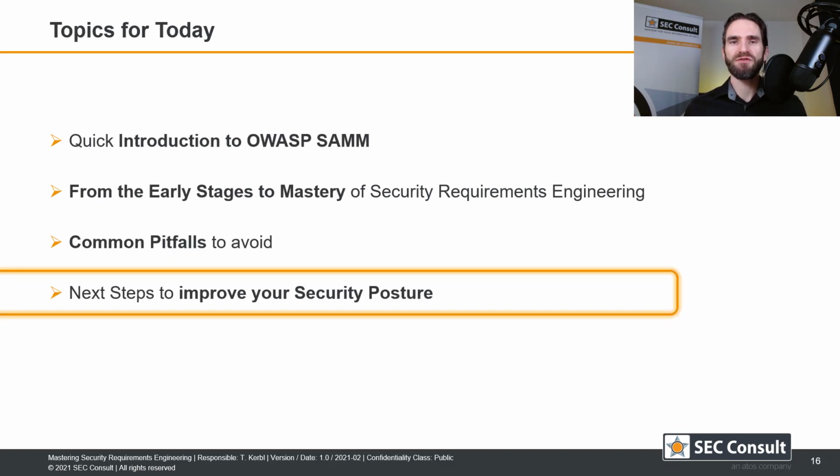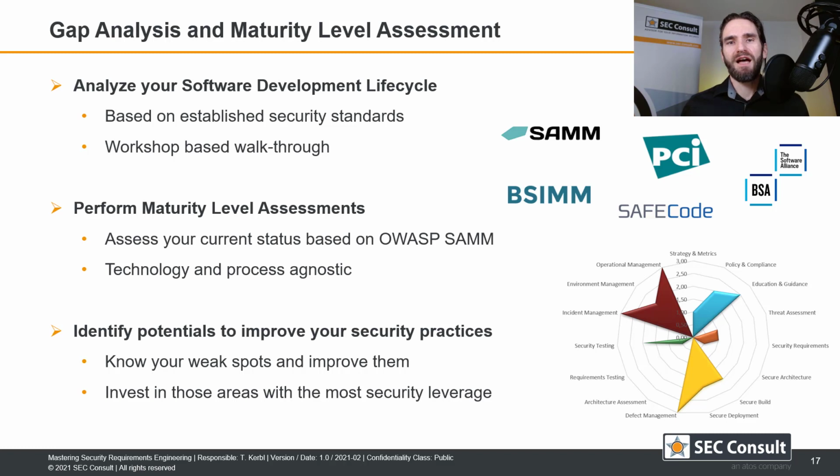So now you might ask yourself, what are the next steps that you can take to improve your security posture when it comes to secure software development? I highly recommend to check out some of the secure software development lifecycle standards out there. I already talked about OWASP SAMM, but there's also BSIMM, there's a document from BCI, SafeCode, and so on, just to name a few examples.